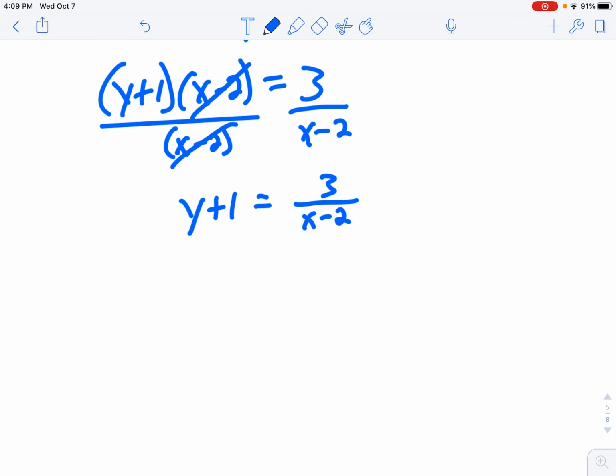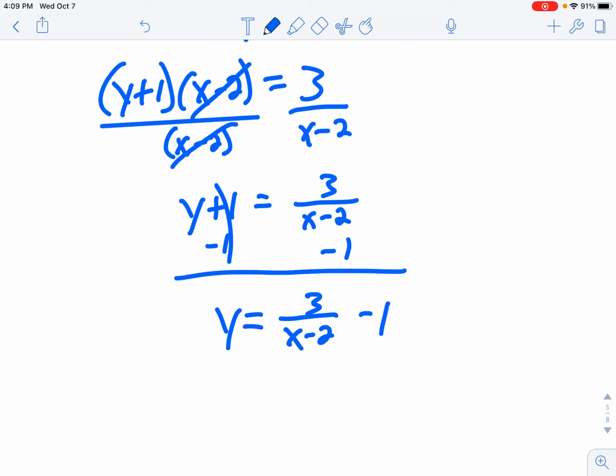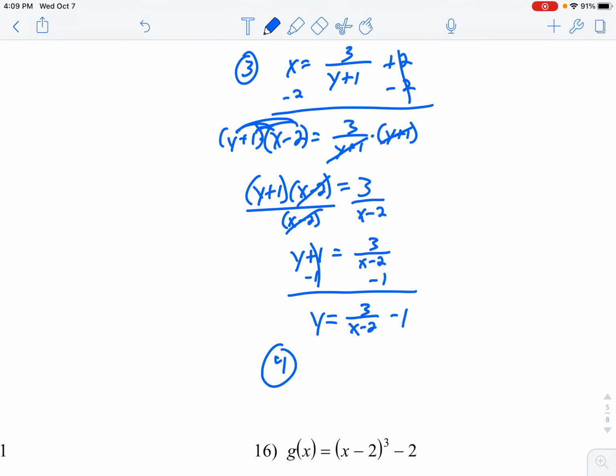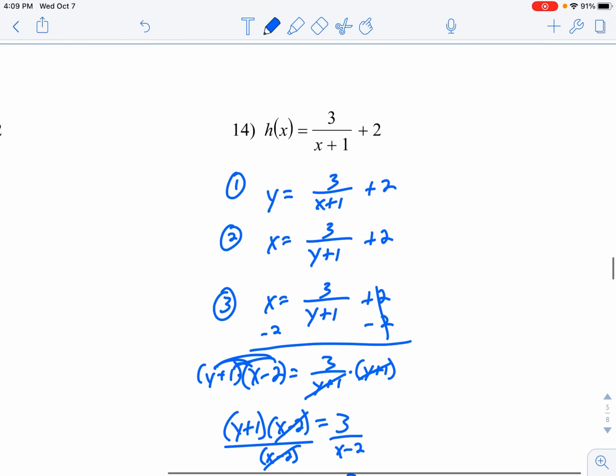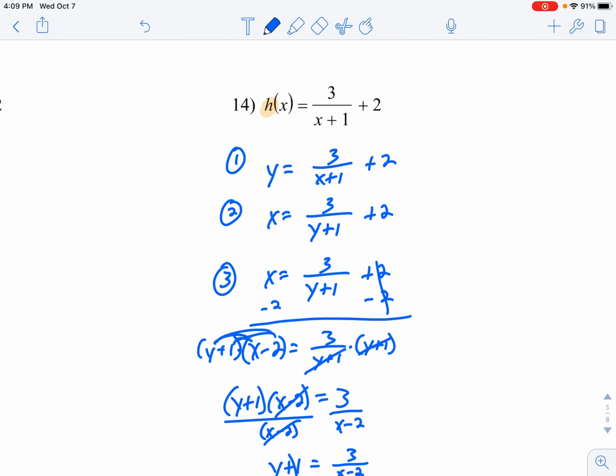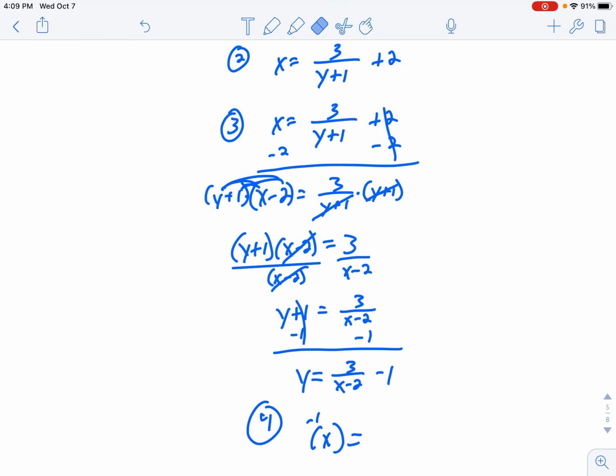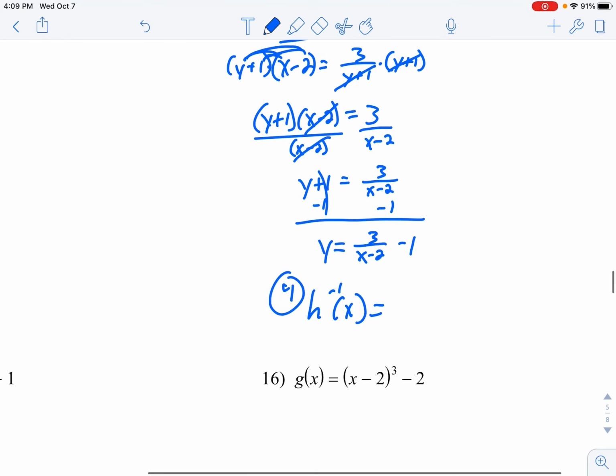Now, isolating y is simple. All I have to do is subtract 1 on both sides. And now you can't combine this minus 2 and that 1. The minus 2 is in the denominator of the fraction. All you can do is rewrite this as 3 over x minus 2 minus 1. And then step 4, f inverse of x. Or not f, this one was actually h in the original problem. So if it starts out as h, it should finish as h inverse. H inverse of x equals 3 over x minus 2 minus 1.